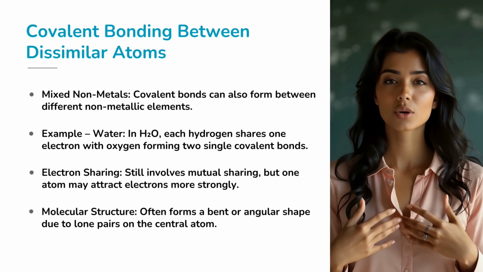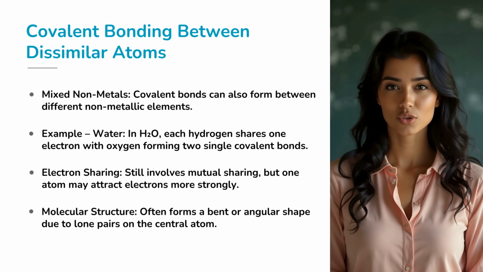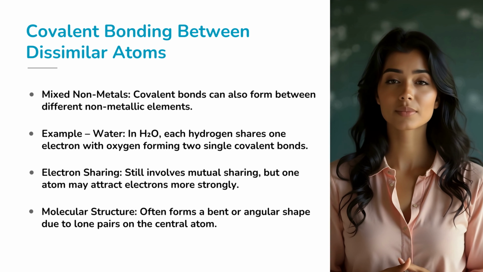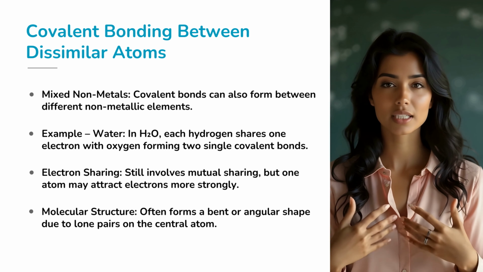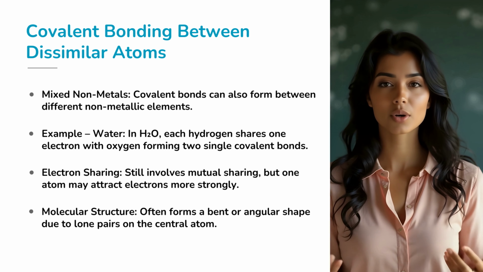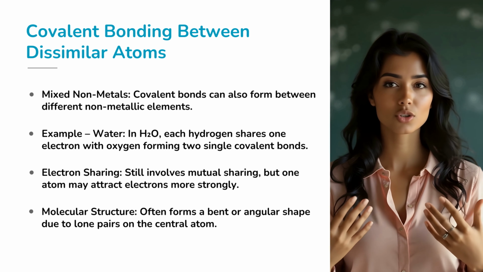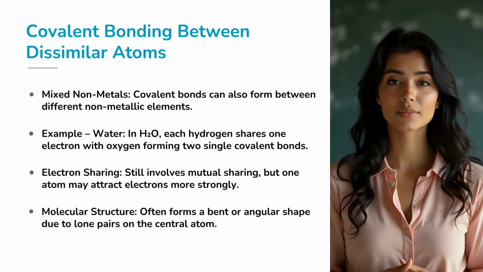But because the atoms are not equally greedy for electrons, the shared pair can be pulled more towards one atom. This unequal sharing is what creates molecular polarity. We'll dive into that in a later scene. For now, remember, dissimilar atoms can and do form covalent molecules by sharing electrons strategically.